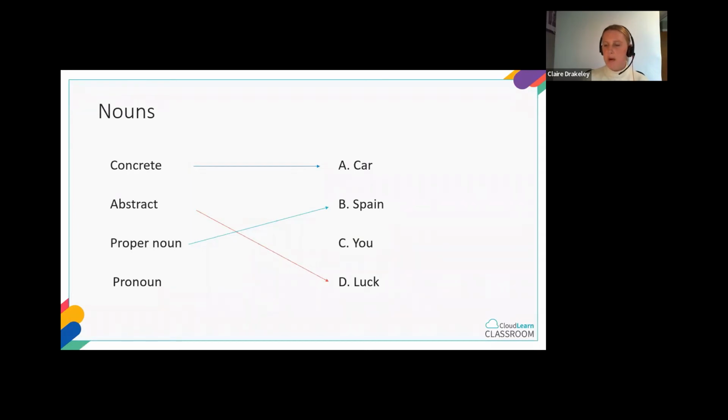There we go. A pronoun. Which of those is a pronoun? A, B, C, D. 5 of you, 6 of you, 7 of you, 8 of you. Well done. Everybody got that one right. Nice and easy. Pronoun: you.